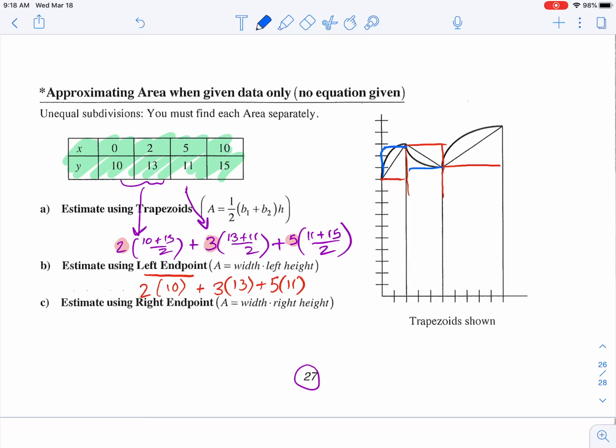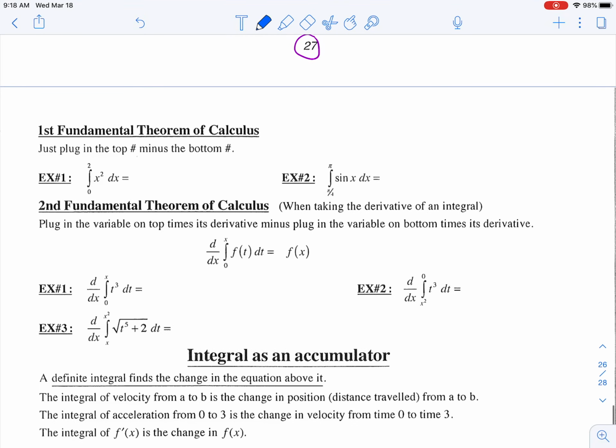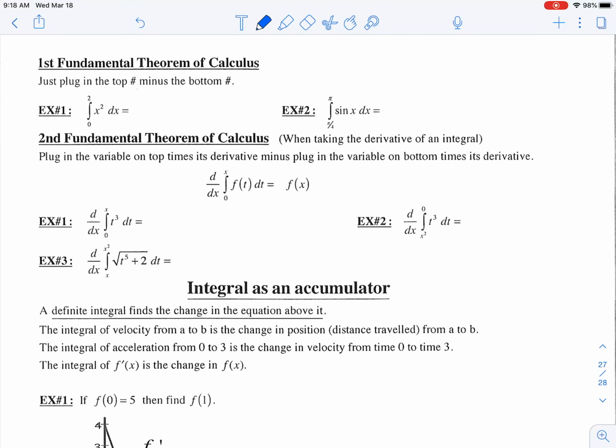Only difference for right endpoint is now I would be using these portions, so the values on the right, still the same width. Then I would use these values. And once again, if it was free response, you could leave it as this.